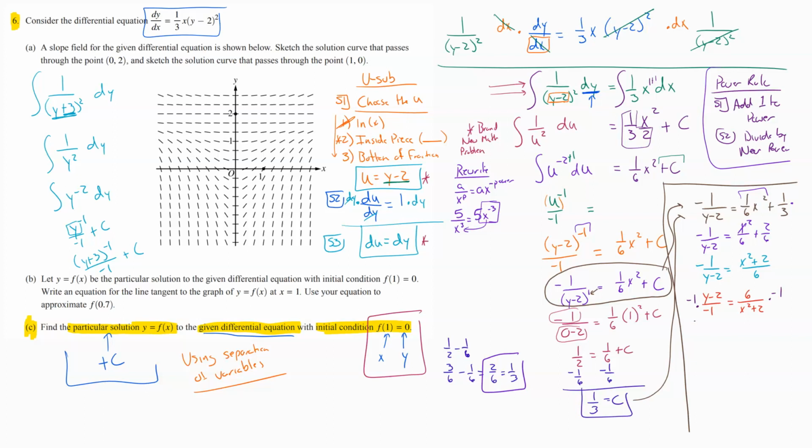We'll multiply both sides by negative 1. That'll cancel out there. We get y minus 2. We'll just multiply on top here. Negative 1 times 6 gets us negative 6 over x squared plus 2.